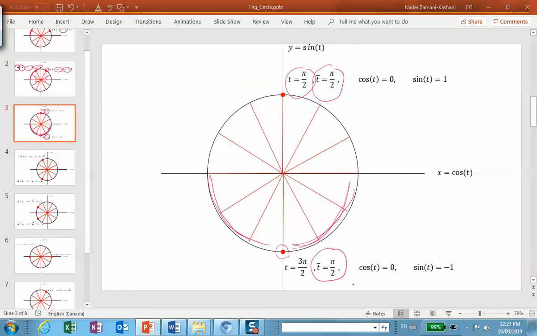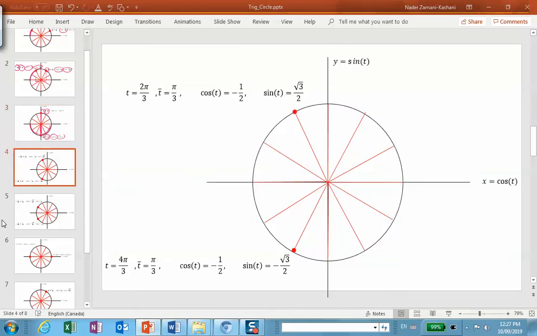So cosine of 3 pi over 2 is 0. And the sine of it, you can see that it's down here, and that is the negative of what's up there. Okay? And this way you can do all of them. So we go to the next one.